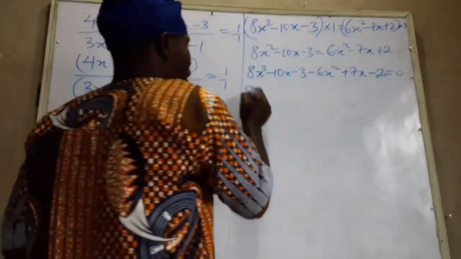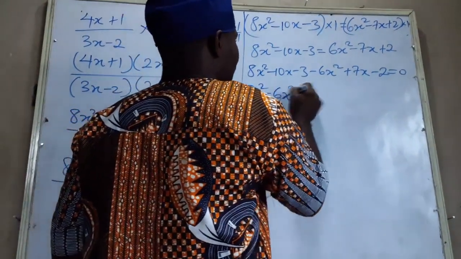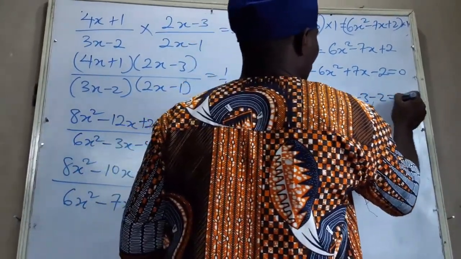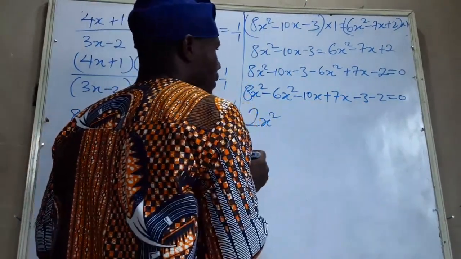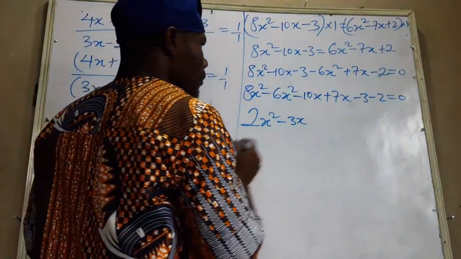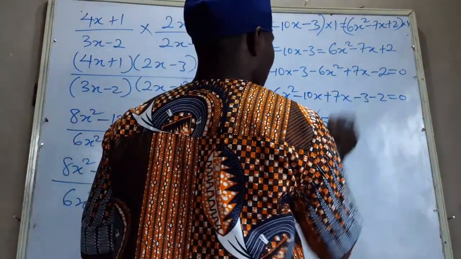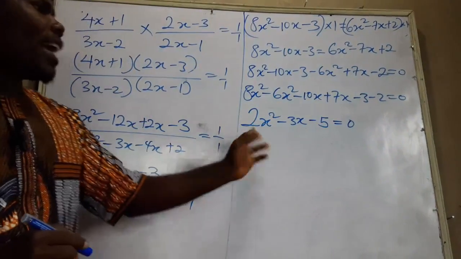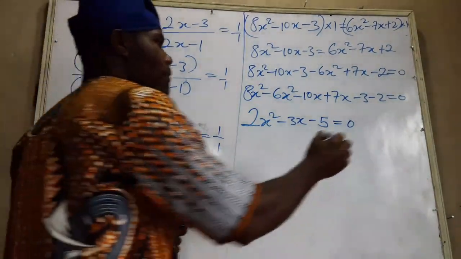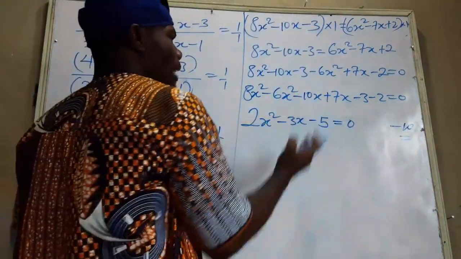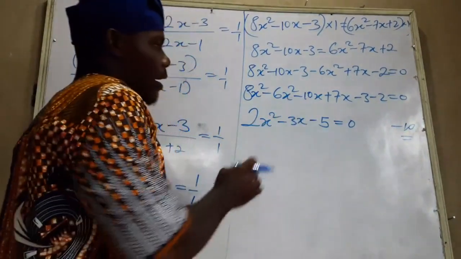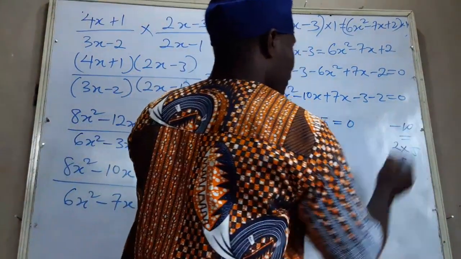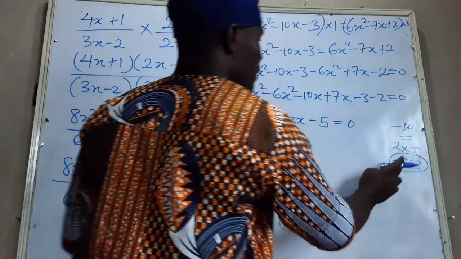So therefore, we have 8x squared minus 6x squared minus 10x plus 7x minus 3 minus 2 is equal to 0. We have 2x squared minus 3x minus 5 is equal to 0. So therefore, by the time you multiply these two, it will surely give us minus 10. So what are the factors of minus 10 that will surely give us minus 3? By the time we multiply the 2 and 5, what do you understand? We say minus 5 and plus 3. Let's use minus 5 and plus 3.